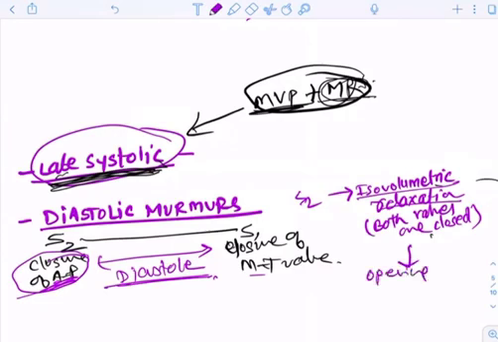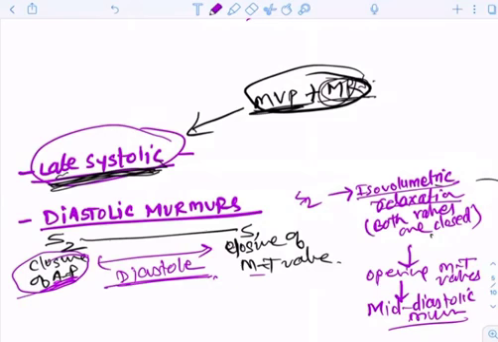What happens later on is the opening of the mitral and tricuspid valves, and because of the opening of the mitral and tricuspid valves, there will be turbulence of flow again across the mitral and tricuspid valves, and that's why the murmur produced is always a mid diastolic murmur. It will never be an early diastolic murmur.